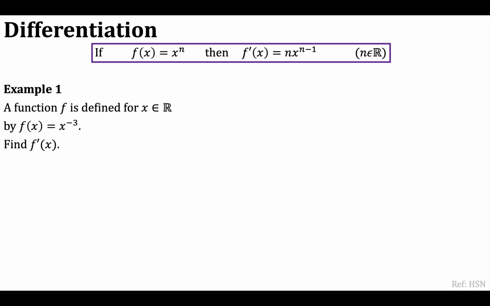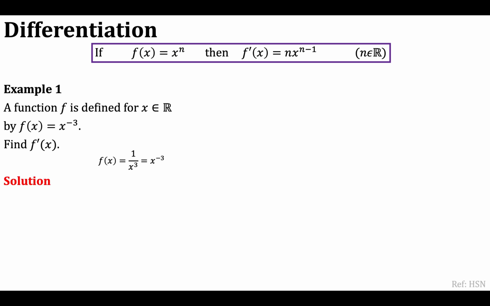So example 1, a function f is defined for x in the real numbers by f of x equal to x to the negative 3, and we're finding f dashed of x. Now just a reminder here that the question could have told us that f of x was equal to 1 over x cubed, because that's the same as x to the negative 3. So just be aware of your rules of indices from National 5 as well. It's really important for differentiation and the other branch of calculus, integration, when we get to it.